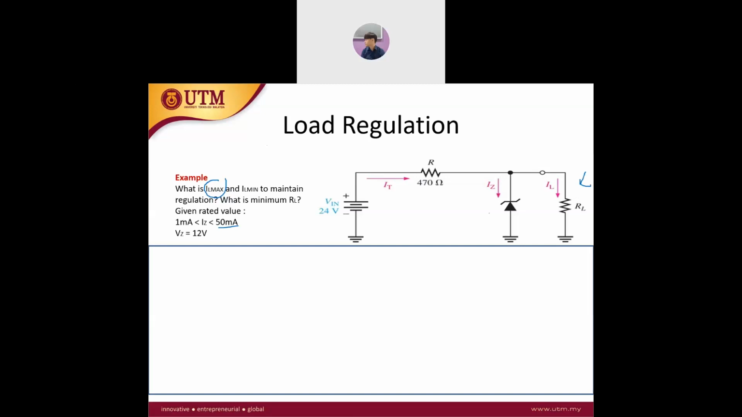Okay, first is what is IL max. So if IL is maximum here, then IZ will be minimum. And if this is IL min, then this one will be IZ max, alternately.